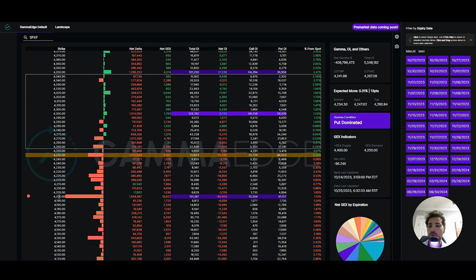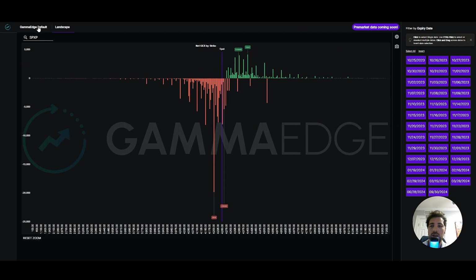Now, negative GEX 4,200, P-Trans 4,260. We're set to open below P-Trans, so the bias for the day is bearish to start off. You can see the transition zone is wide and loose, put dominated above and below spot price. So on this time frame, really just transition is the only thing that's changed. Structure overall is the same. Then just a quick look at the landscape. You can see the tighter transition zone there.